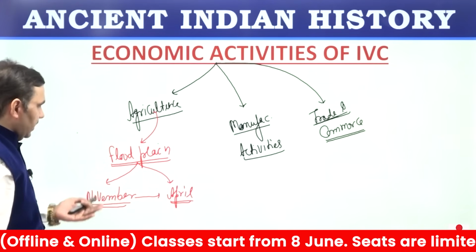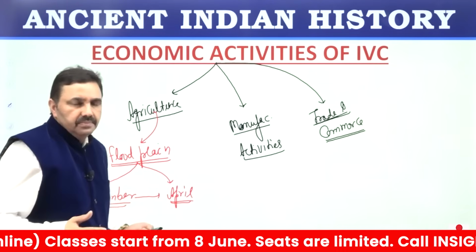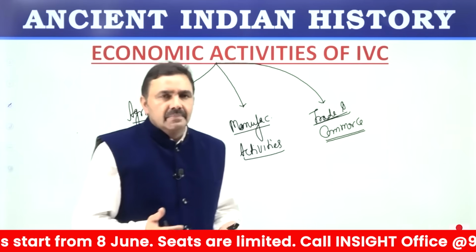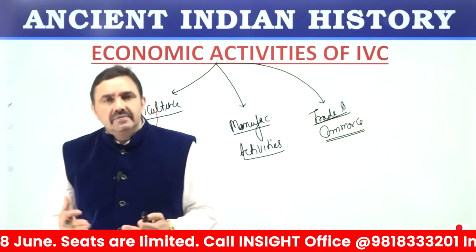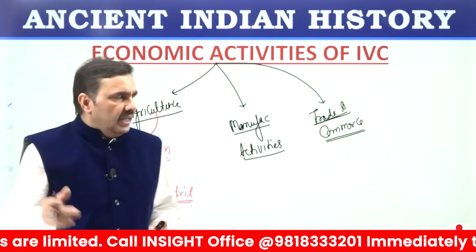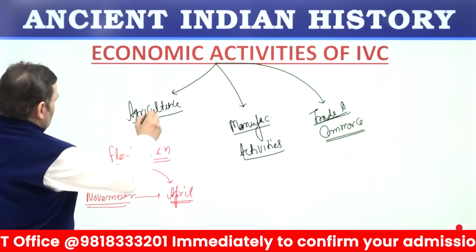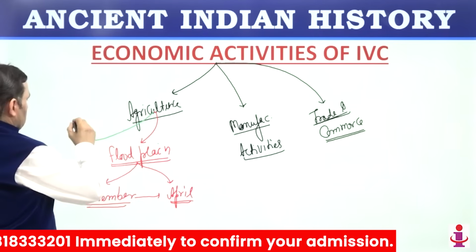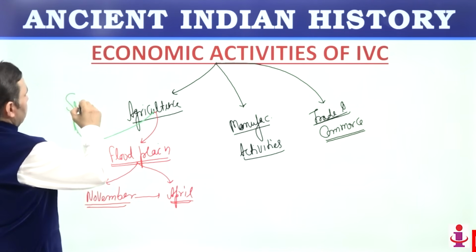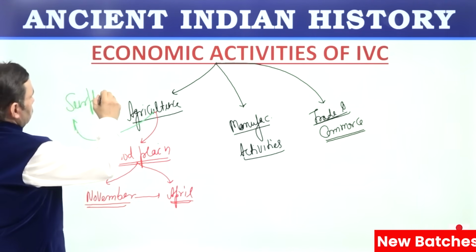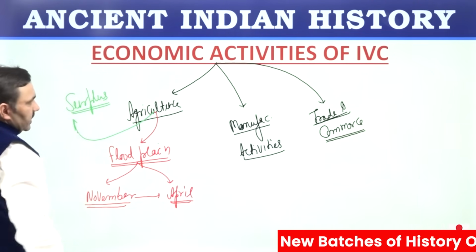They used to have barley, wheat, cotton, pea, gram, sesame, mustard, different kind of crops were grown by them. And this agriculture of Harappan civilization was surplus. Surplus means they were producing more than what they could consume. It means people were rich.